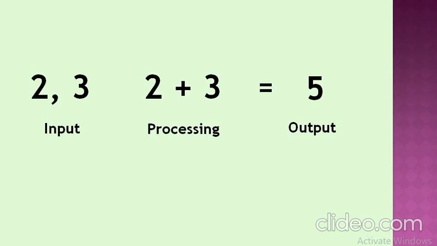Then afterwards, the computer will not understand what operation is to be done with these two numbers. So then again we will have to give instruction to the computer for the processing activity. So what will we do in the processing? In the processing we would insert 2 plus 3.